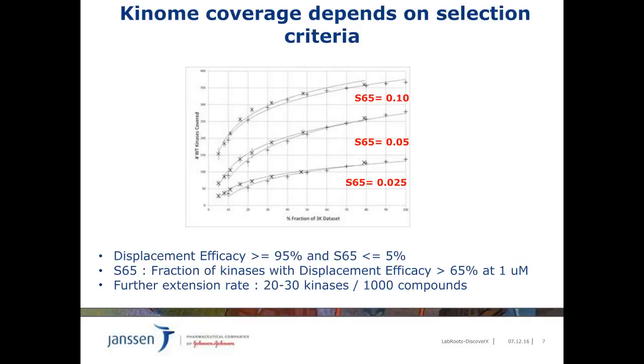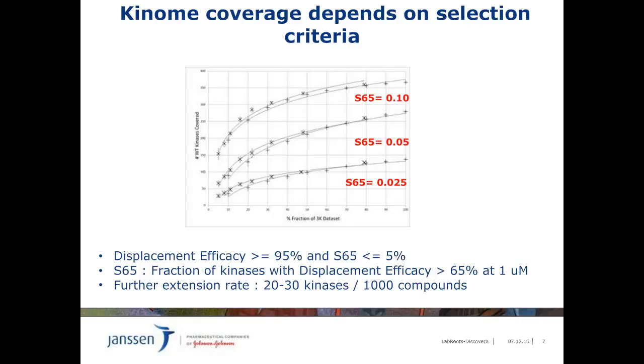Using the activity vector of a given compound, one can calculate the S65 selectivity measure, which is the number of kinases the compound hits with displacement efficacy greater than 65% divided by the total number of kinases tested. The S65 value gives the fraction of the hit kinome in approximation.